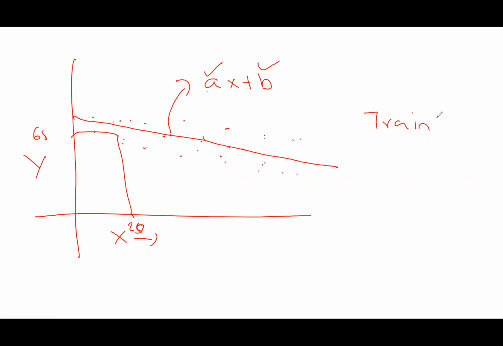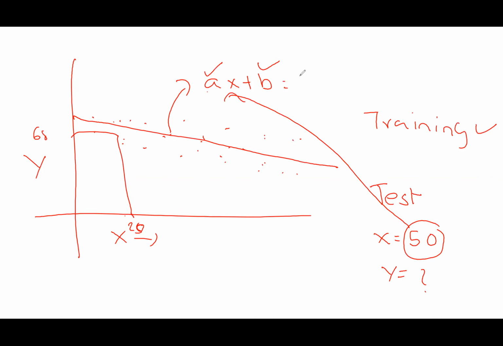Training is whatever points I gave you. Now I'll give you test data. I'll say when x equals 50, can you predict what y is? So you will put this x equals 50 in this equation, and you will get the predicted y. This difference, y minus predicted y, is called the error. That tells us how good our prediction is. So whenever you have some data, you try to predict a linear model, and then you try to see what the actual error is. But we'll take one step at a time.